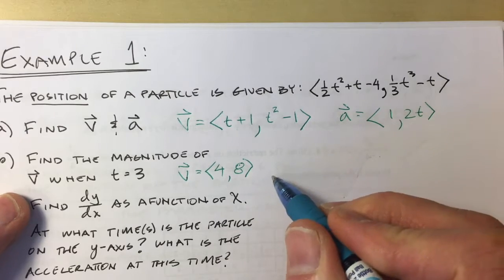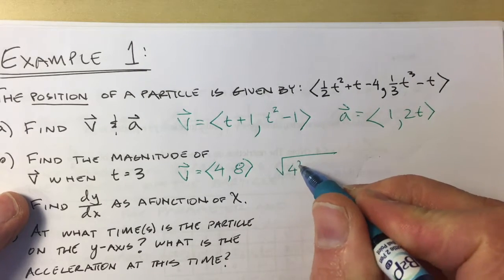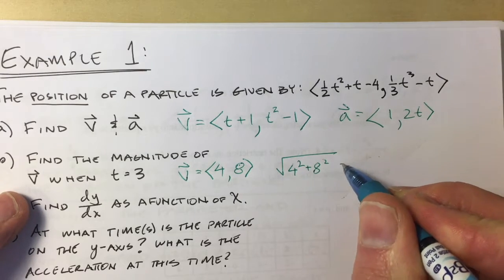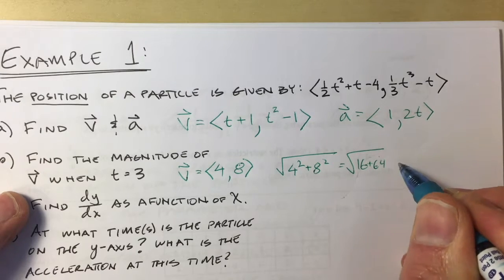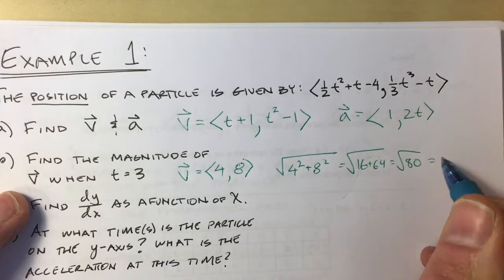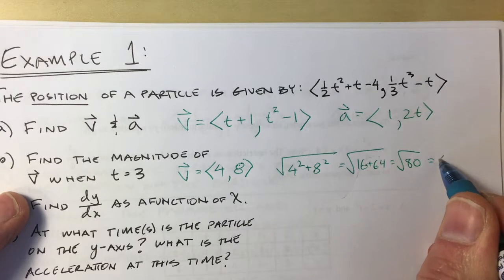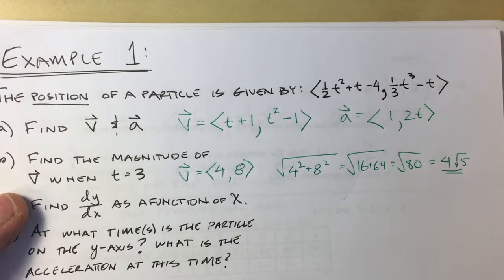So the magnitude then, when I hit it with the Pythagoras stick, is just going to be the square root of 4 squared plus 8 squared. So what is that? That is the square root of 16 plus 64, which is the square root of 80, which, when I simplify it down, take out a 16 and square root that to 4, is 4 radical 5. So that would be the answer there.